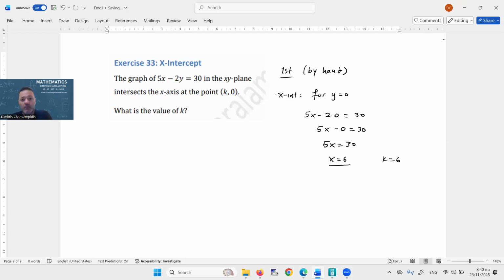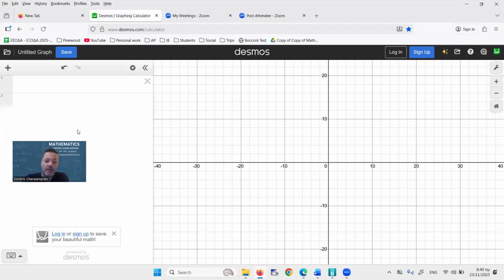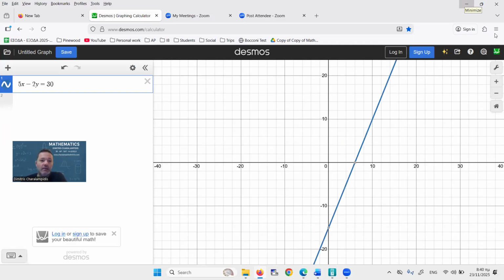And I was able to do that because I realized that the k, 0, the point I was looking for, is actually the x-intercept. Another way would have been straight through Desmos. We had the 5x minus 2y, not equals 0, equals 30. And we need the x-intercept, which is once again equal to 6. So the right answer for this question would be obviously 6.